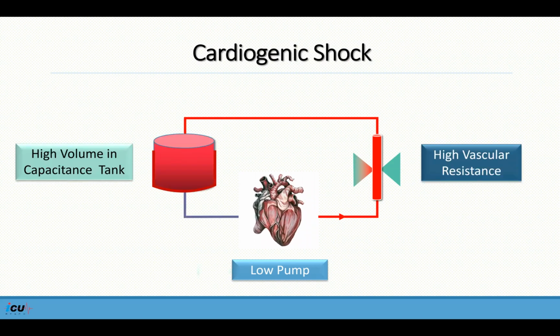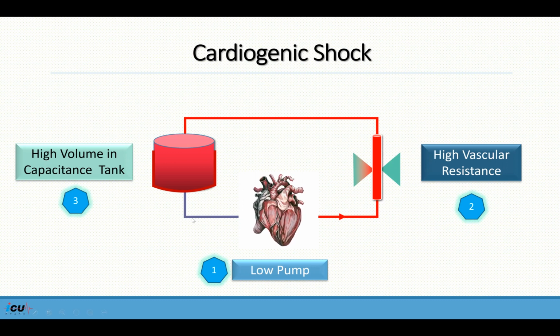And the main problem is the pump. You can see that the heart is not able to pump blood. As a result of the decreased pumping mechanism of the heart, the body will try to compensate with release of adrenaline and increased systemic vascular resistance. So we can see increased vascular resistance as a second component of this shock.